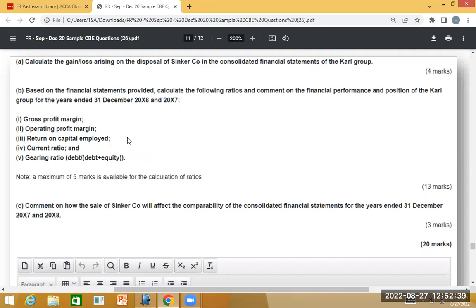So out of 20 marks, you can easily get 4 marks from the calculation of the gain or loss on disposal, and 5 marks from the ratio calculation. 5 plus 4, 9. And 3 marks for the comment on how the sale of Singer will affect the comparability of the financial statements for the years ended 31st December 2007 and 2008. If you are able to attempt this question, how many marks will you get? 3 marks from this part, 4 marks from the first part, and 5 marks from the second part.